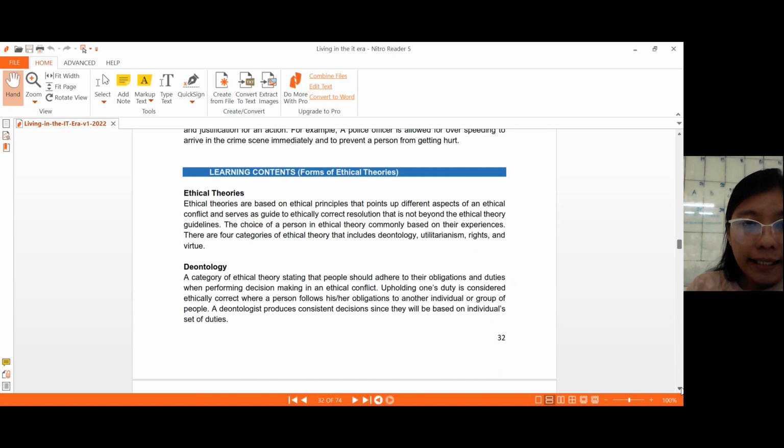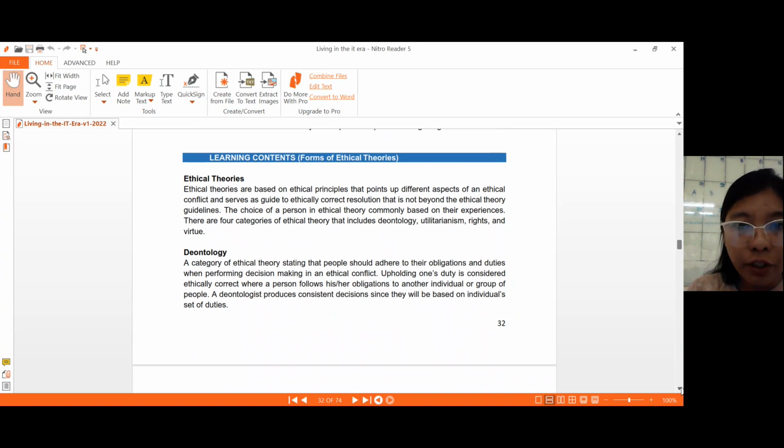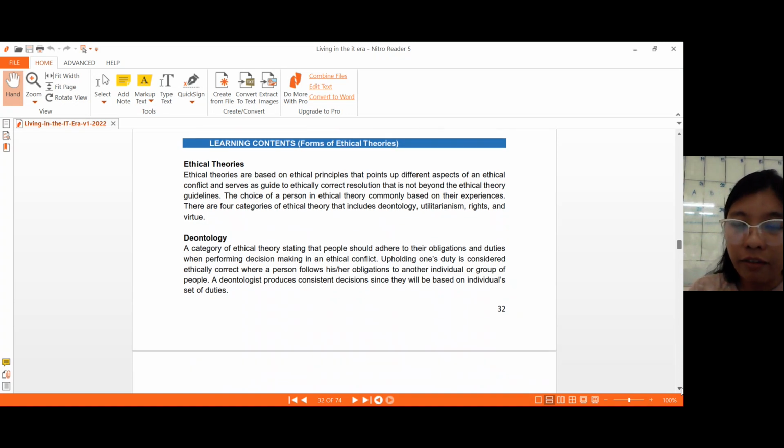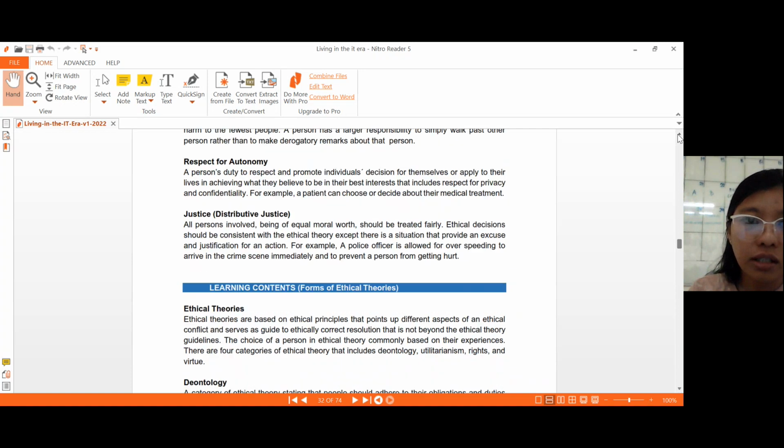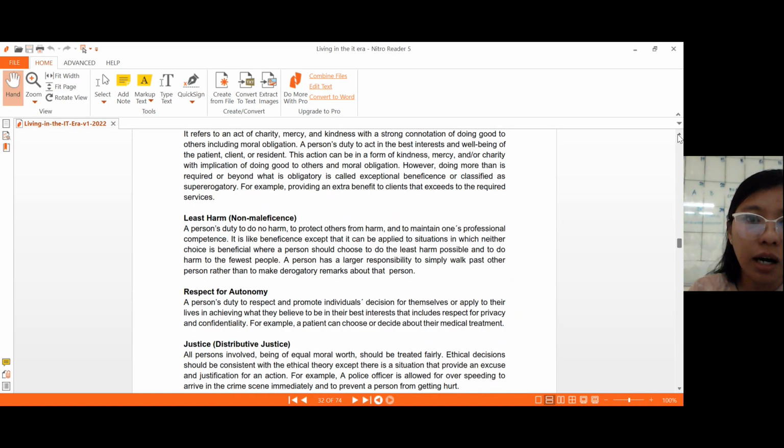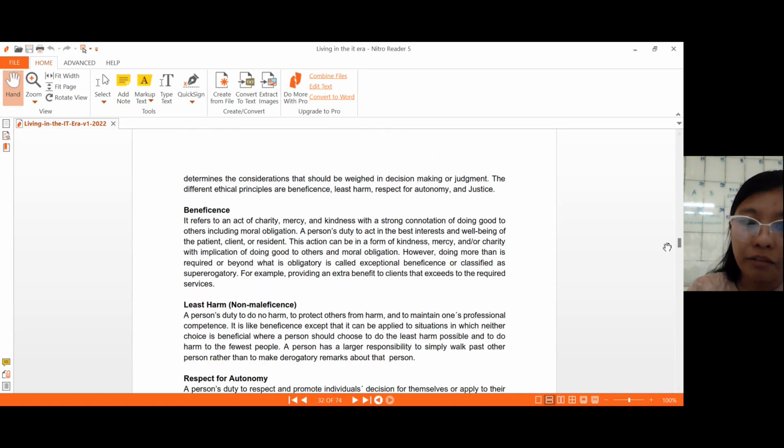Okay? Now, last one, forms of ethical theories. So, define muna natin what is an ethical theory. Ethical theories are based on ethical principles. Okay, so natapos natin yung ethical principles, beneficence, maleficence, yung distributive justice, etc. Sabi niya, ang ethical theories ay nakabase doon sa mga nauna nating pinag-aralan na ethical principles such as your justice, respect for autonomy, least harm, and beneficence.